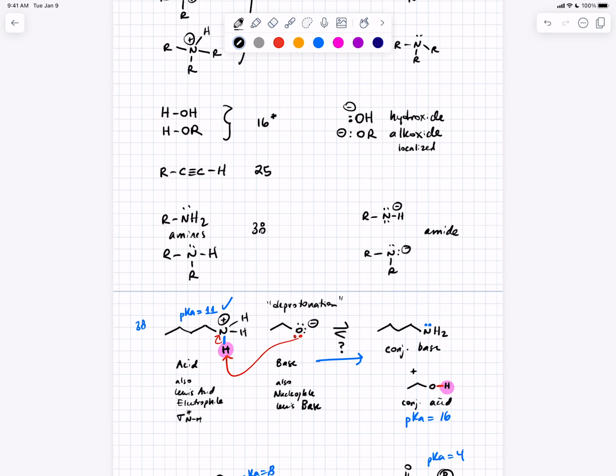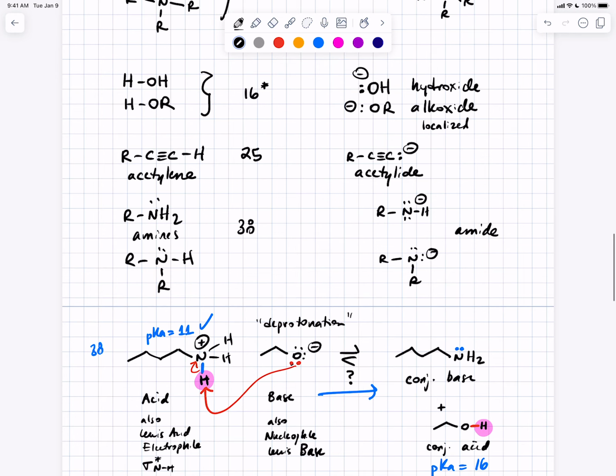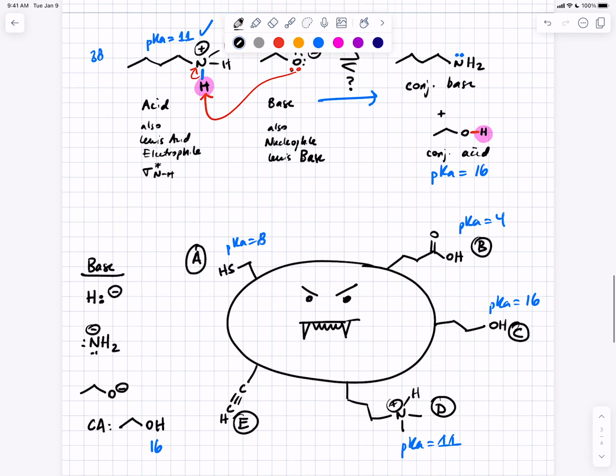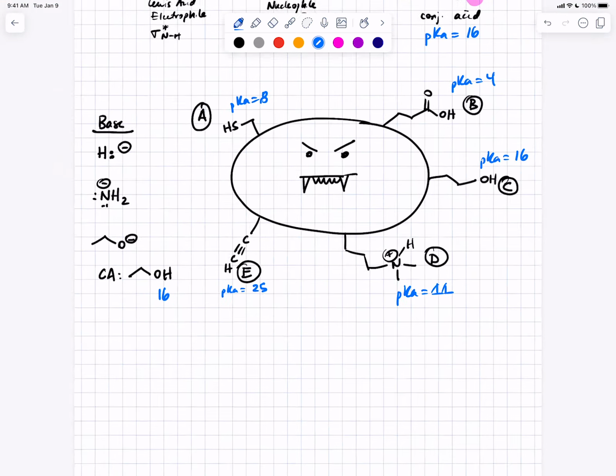So that pKa, you could look it up. This is going from an alkyne that's called an acetylene to its conjugate base that's called an acetylide, pKa of 25. All right. Okay, so I would need to recognize that group and write down pKa of 25.